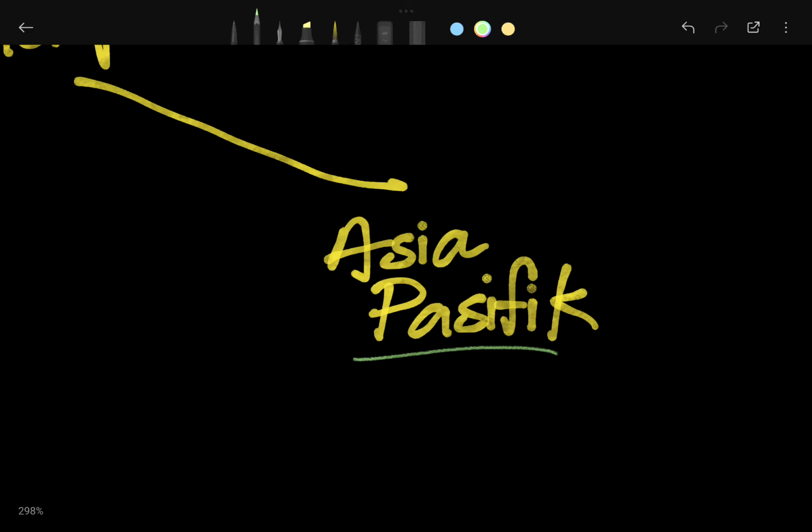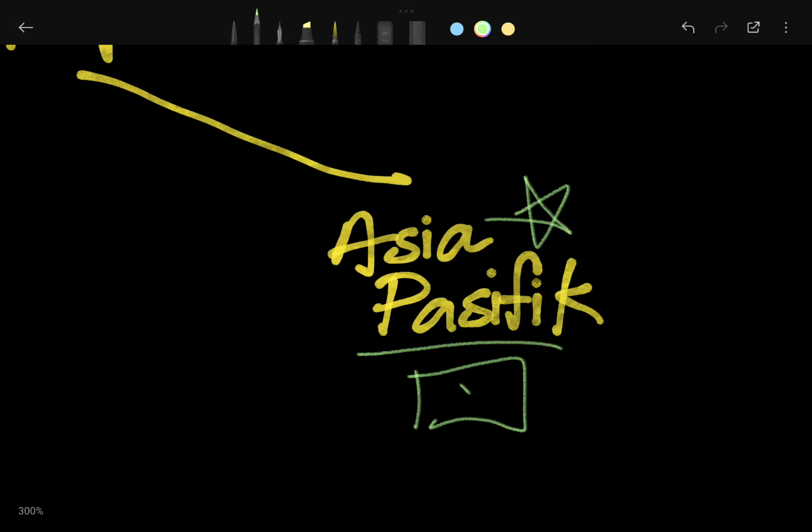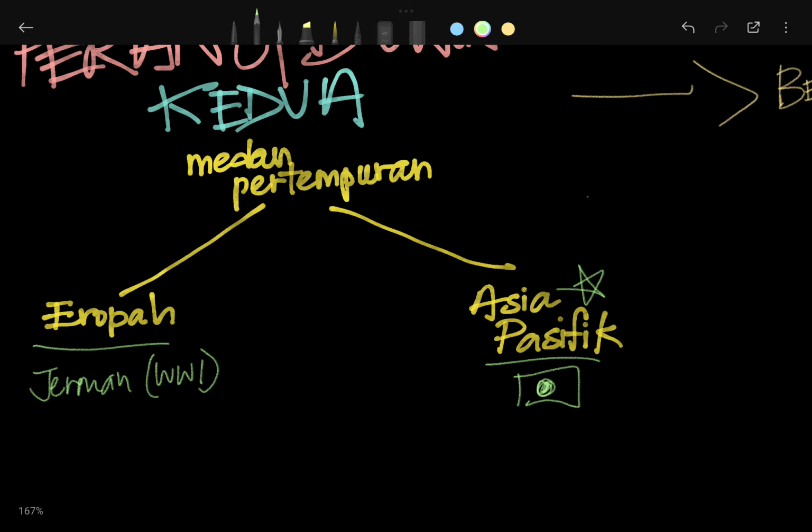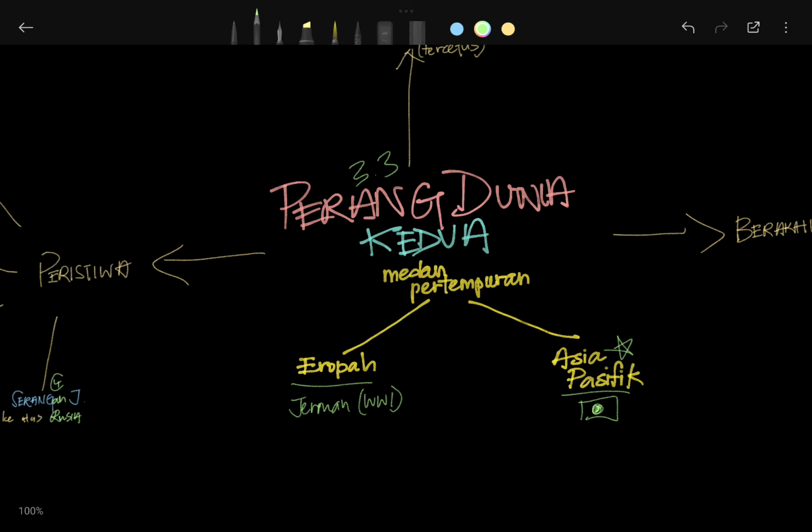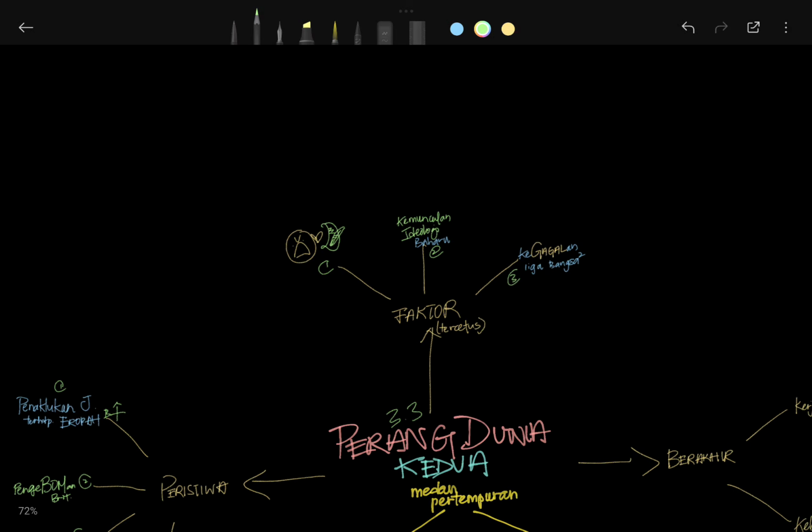Then for Asia Pacific, which is a new version, we're talking about tertumpunya di tanah besar Asia dan kepulauan Asia Tenggara because of the Japanese. This is the new contender. That is what makes World War II different from World War I, the involvement of Asia. So let's come into this first.